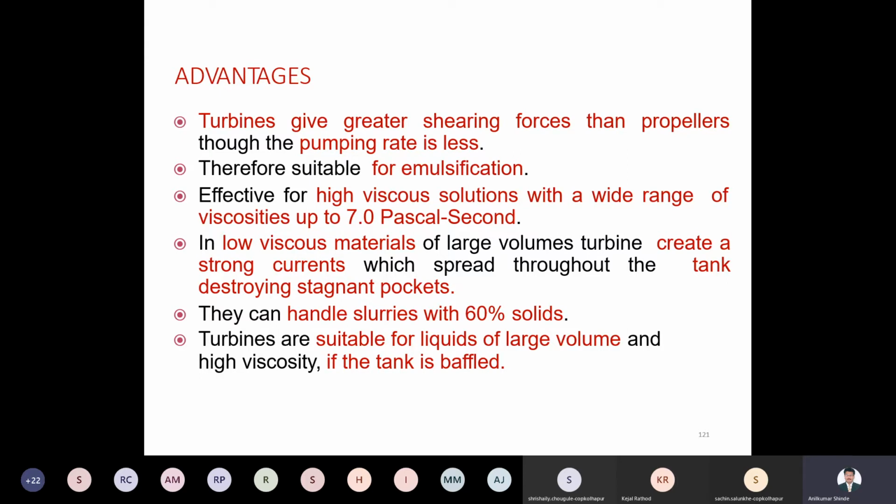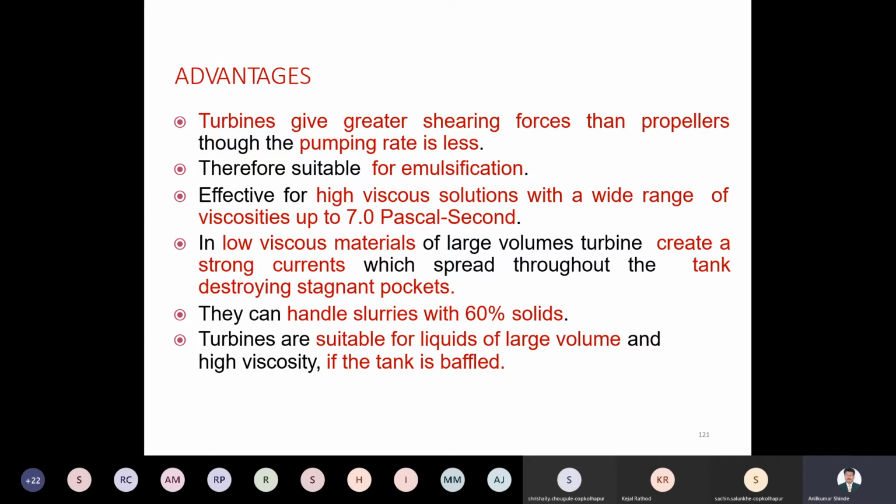We have seen that propeller type mixers cannot be used for emulsions. You can use them for suspensions, and they are used for solutions, right? But they cannot be used for emulsions because they will not produce that type of shearing force. The turbine gives the greater shearing force, with which the preparation of emulsions is possible with the turbine mixer.